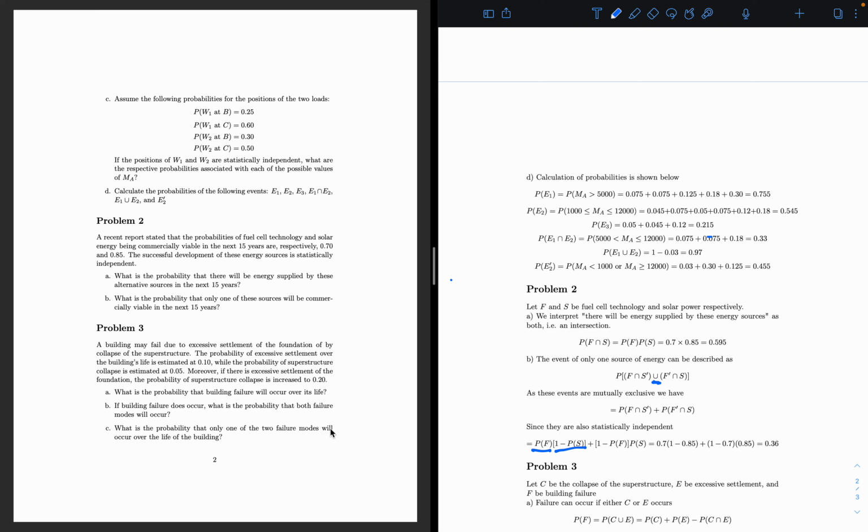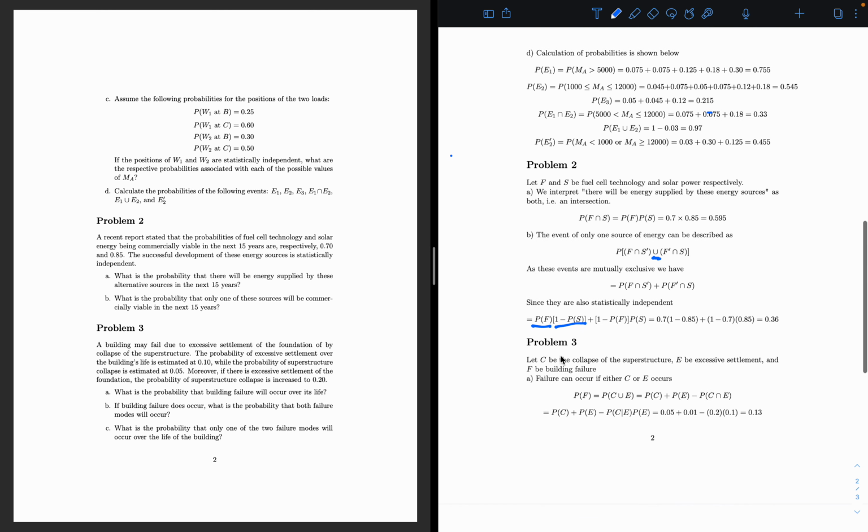Now, for the third problem, we have a building failing due to excessive settlement or by collapse of the superstructure. Those are the 2 failure modes. The probability of excessive settlement is 10%, probability of superstructure collapse is 5%. And if there's excessive settlement of the foundation, which again always means a conditional probability, the probability of the superstructure collapse is increased to 0.2. First question is, what is the probability that building failure will occur over its life?